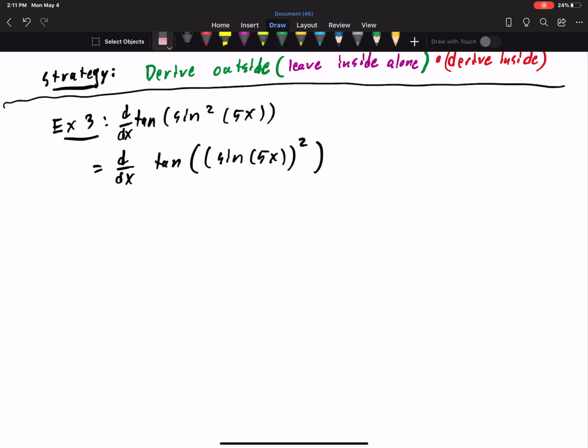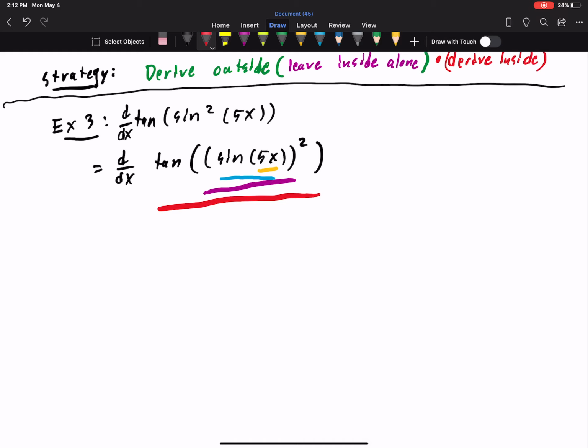Okay. So now we have, working from the inside out, the innermost function is 5x. That's inside all of this other stuff. The next outermost function is going to be the sine of 5x, or just the sine if you like. Then the next outermost function is the squared bit, and then the final function is the tangent.